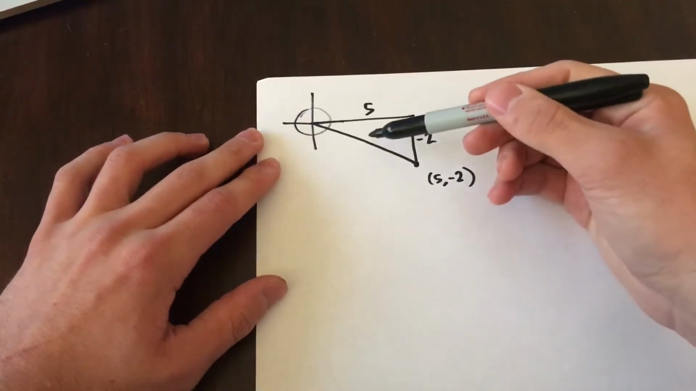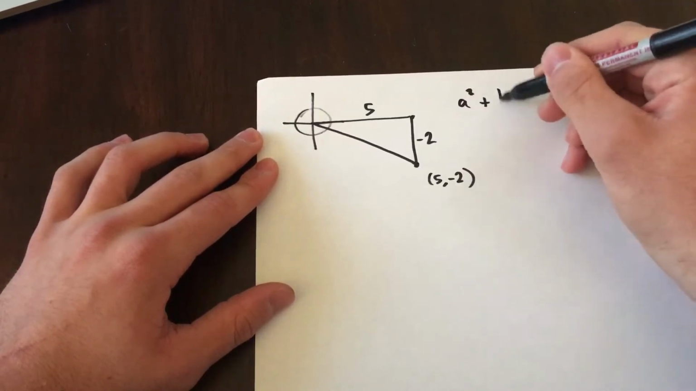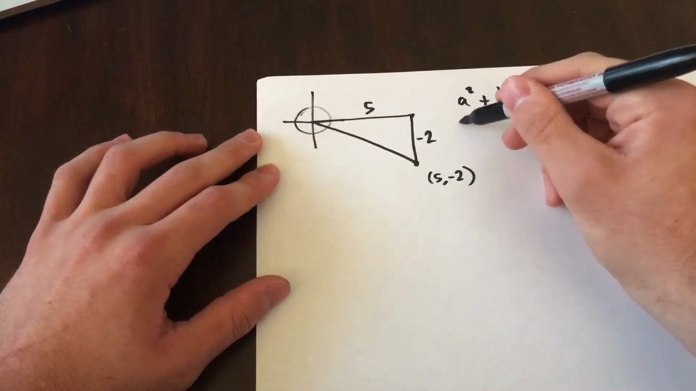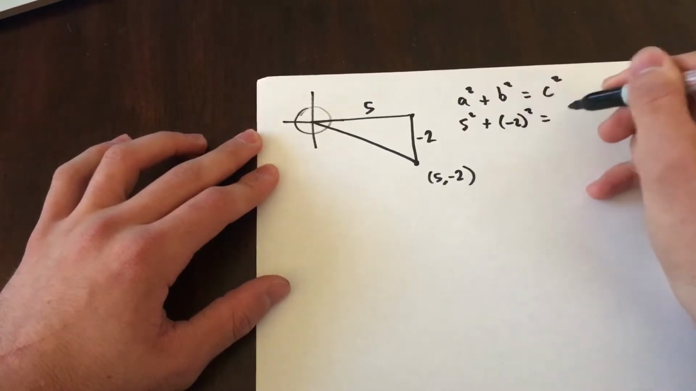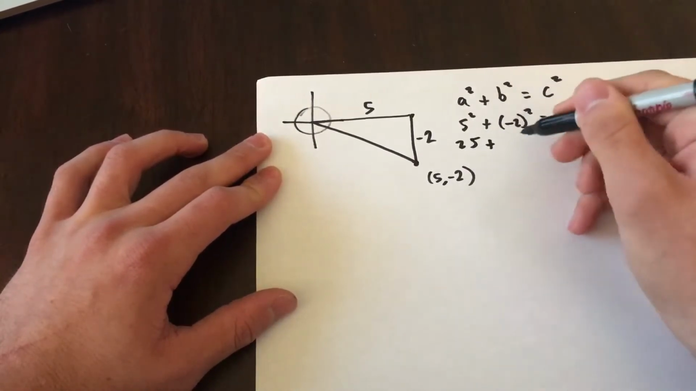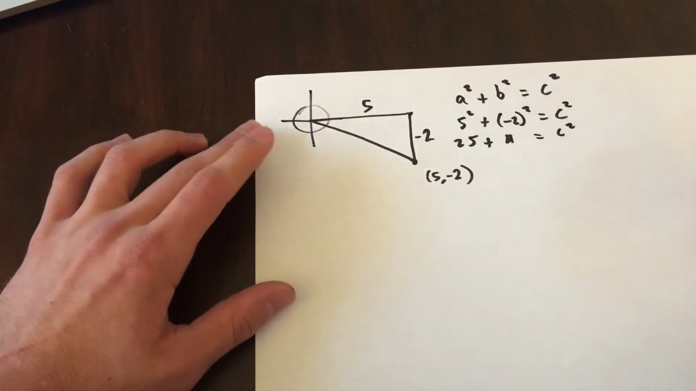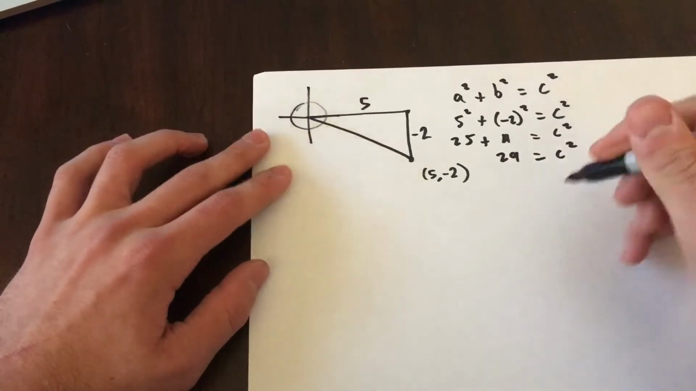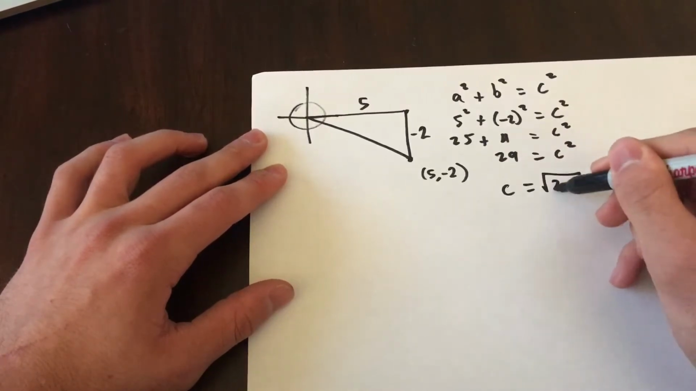All right, we can use the Pythagorean theorem to find the hypotenuse. So a squared plus b squared equals c squared. We plug in a as 5. 5 squared plus (-2) squared equals c squared. 5 squared is 25. (-2) squared is just 4. So we get 29 equals c squared. And then I won't bother with simplifying this radical. So c equals the square root of 29.